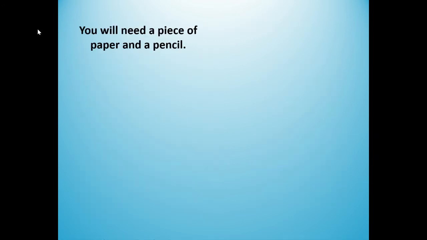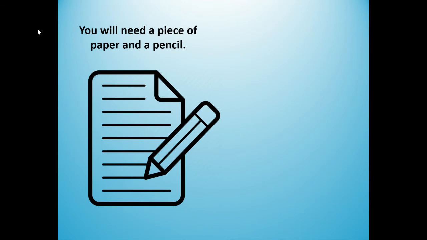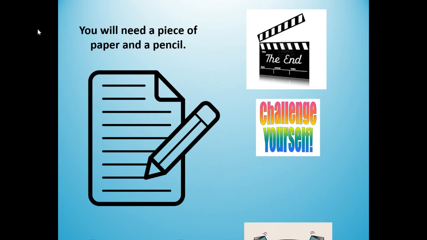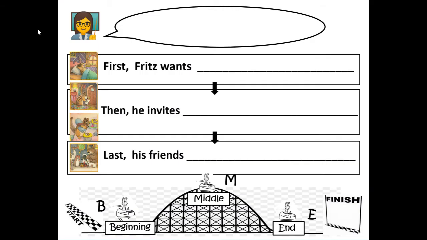So for this lesson, you will need a piece of paper and a pencil, because at the end of the lesson, you're going to challenge yourself and you're going to answer this question. What happened in the story? Write a retell. So if you don't have paper and a pencil with you, push pause, get your paper and pencil, and when you're ready to join us, push play.